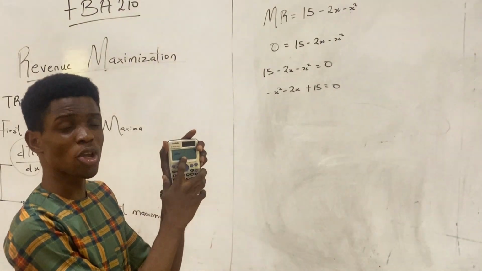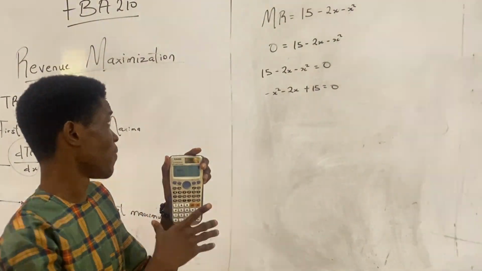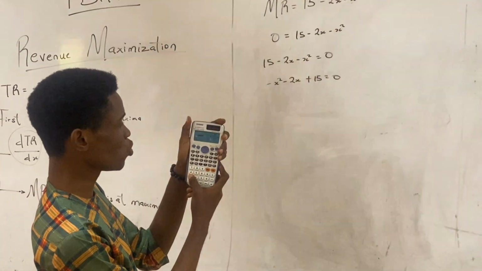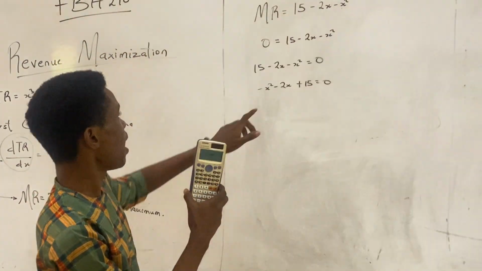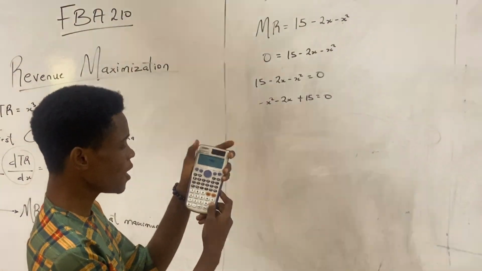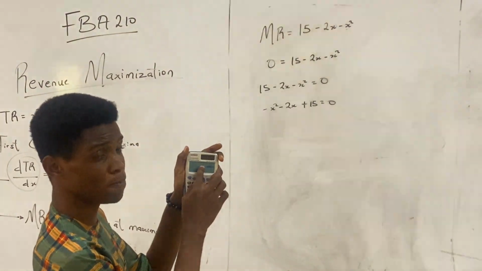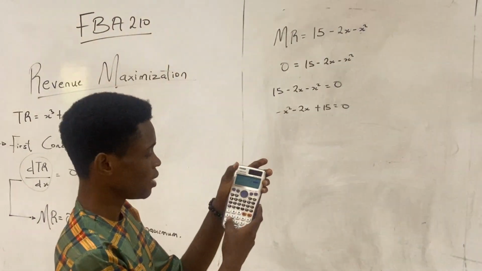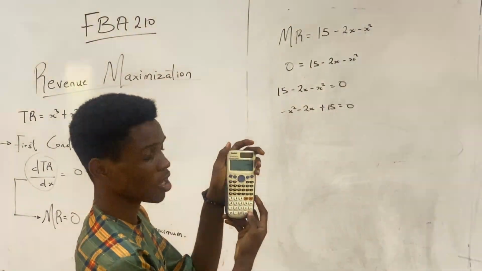The a here is the coefficient of x squared. And the coefficient of x squared here is what? Minus 1. So you input minus 1, then equals, you add it there. The coefficient of x here, that's b, is minus 2. You press minus 2, input it here. Then the coefficient c here, that's the constant, is 15. That's plus 15, just press 15. Then press your equals.